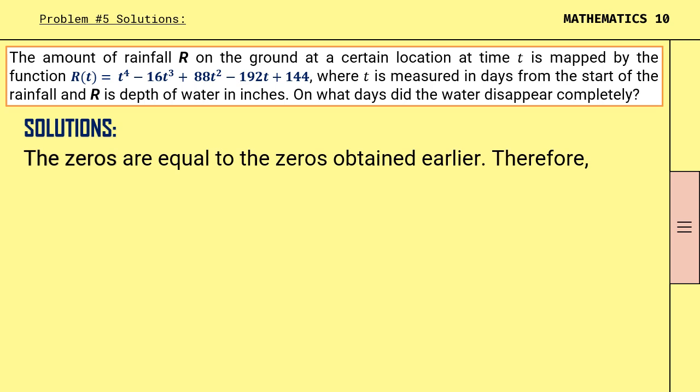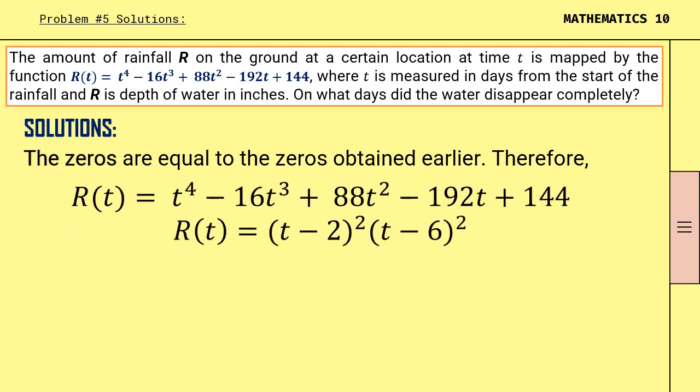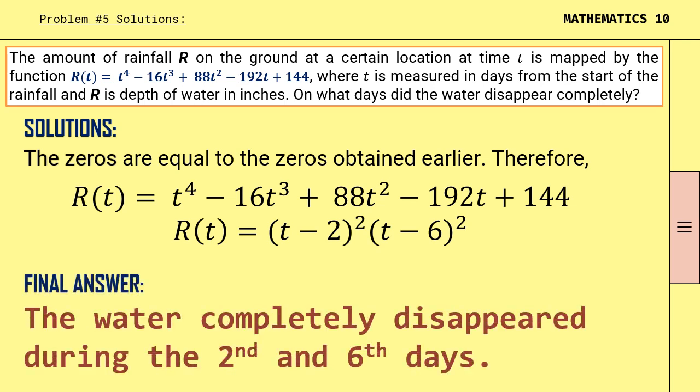So with that, the zeros are equal to the zeros obtained earlier. Therefore, r of t is equal to quantity t minus 2 squared times quantity t minus 6 squared. So for our final answer, the water completely disappeared during the 2nd and 6th days.